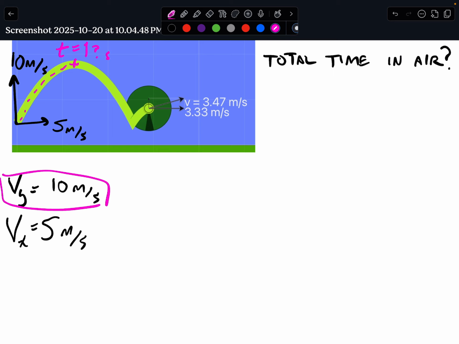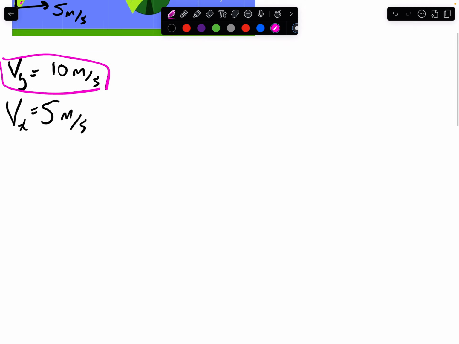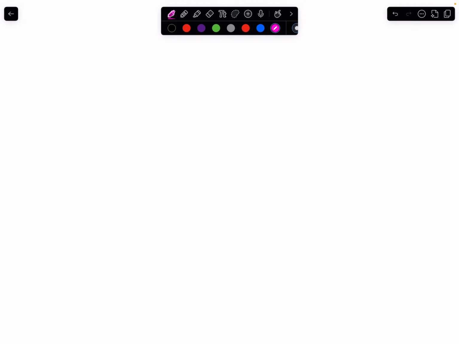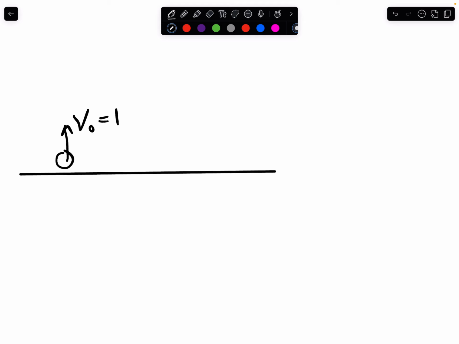Or another way of looking at that is just to consider something that has been tossed straight up in the air at 10 meters per second. You can forget about the horizontal motion. Let's just toss something straight up in the air. So V naught is 10 meters per second. And this goes up, and it stops. And we've done this problem before, many, many times. So then that means that V final at the highest point is how much? It's 0. It stops at the highest position.